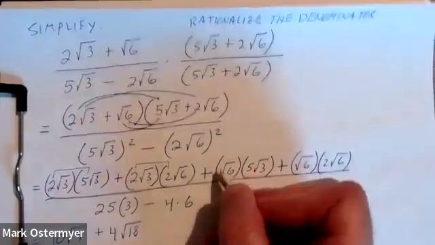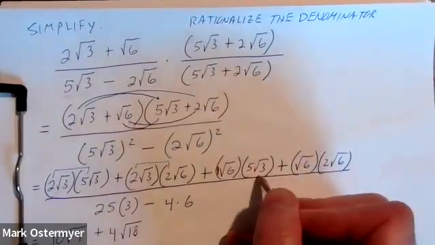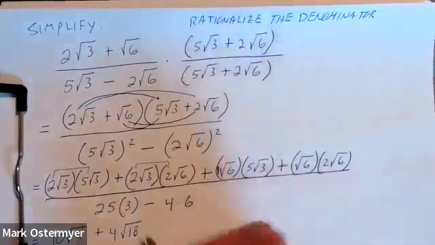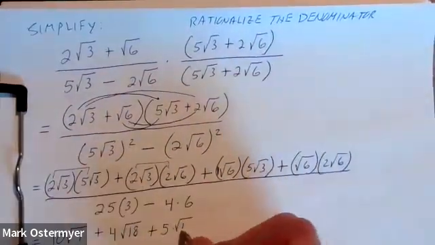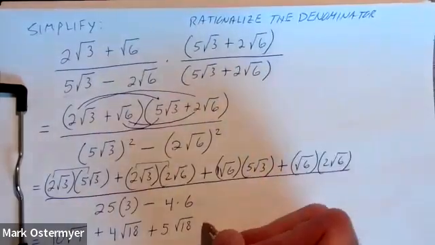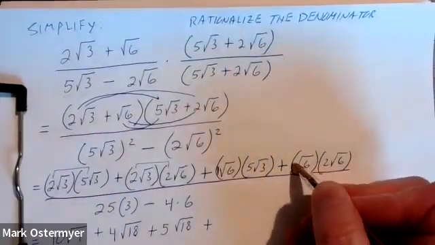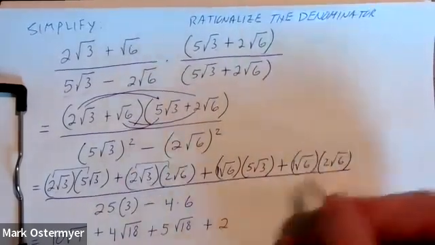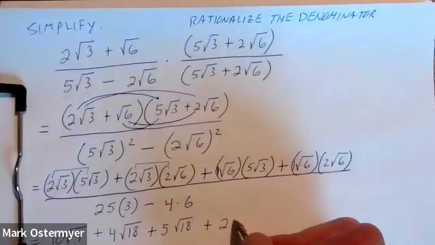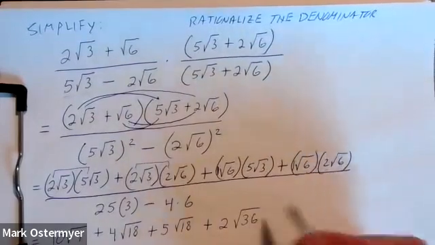Square root of 6, which is really understood to be like 1 square root of 6 times 5 square root of 3. 1 times 5 is 5. And the square root of 6 times the square root of 3 is square root of 18. Square root of 6, or 1 square root of 6 times 2 square root of 6. 1 times 2 is 2. Square root of 6 times the square root of 6 is the square root of 36.